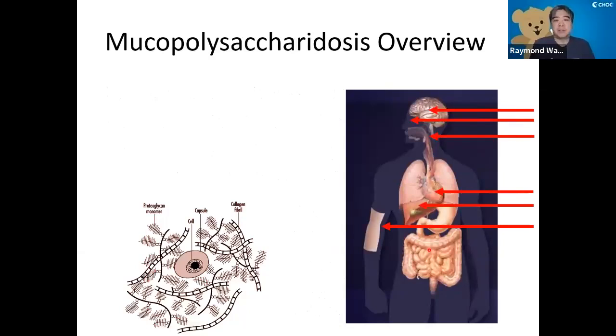Because extracellular matrix is really present all throughout the body, when you're unable to break down glycosaminoglycans, you can potentially see symptoms all throughout. So that includes the central nervous system, the eyes, the airways, heart and heart valves, liver and spleen, and those points of the joints. And we're going to try and go through each one of these today.